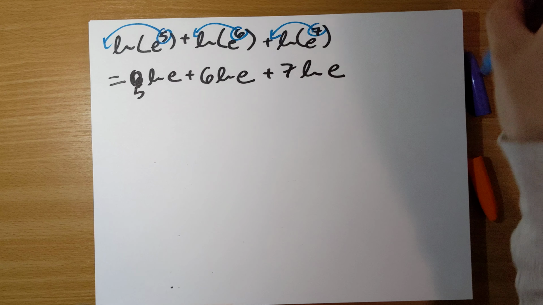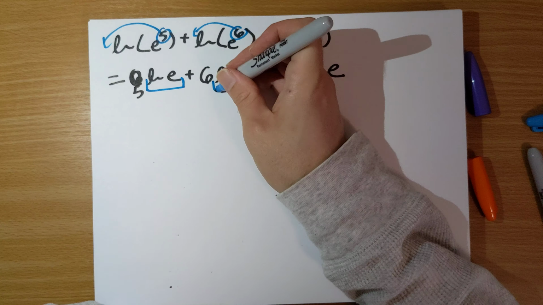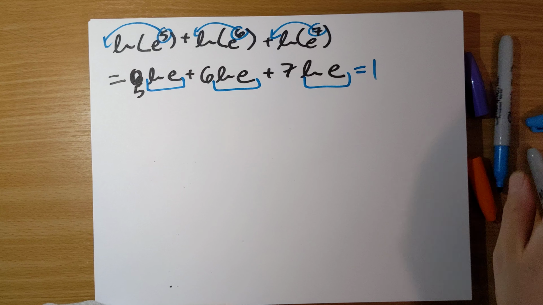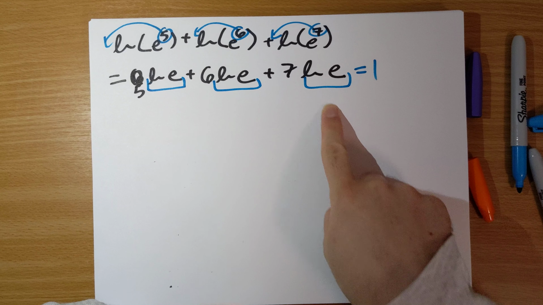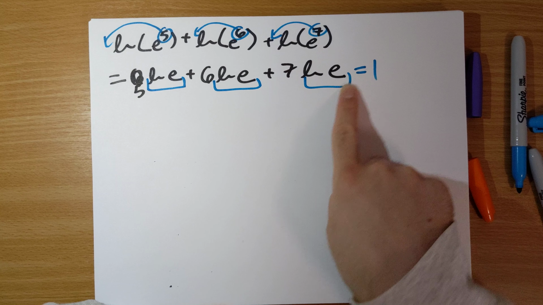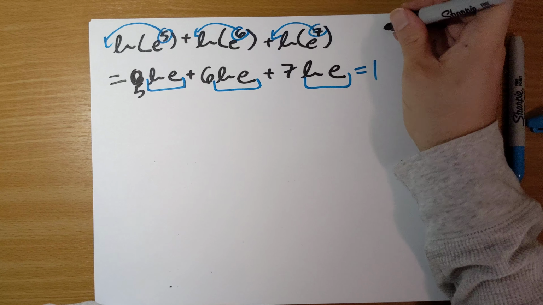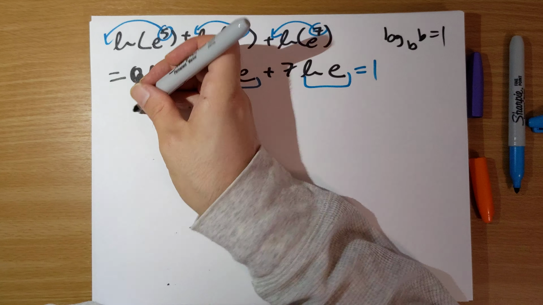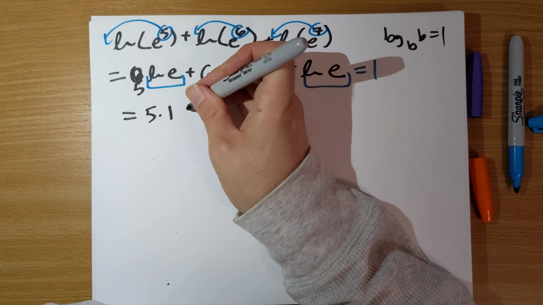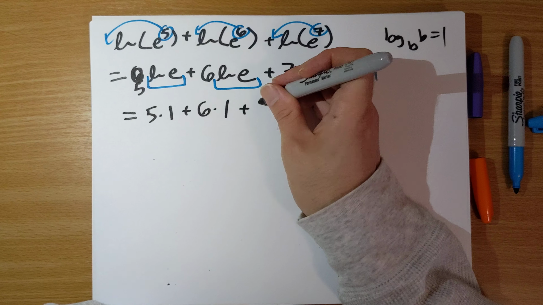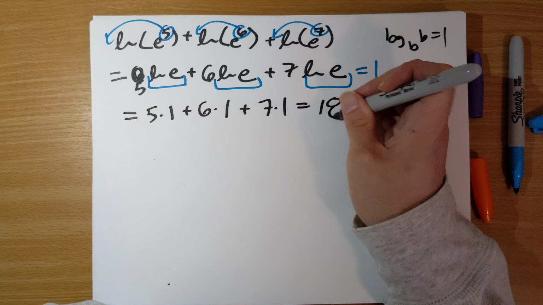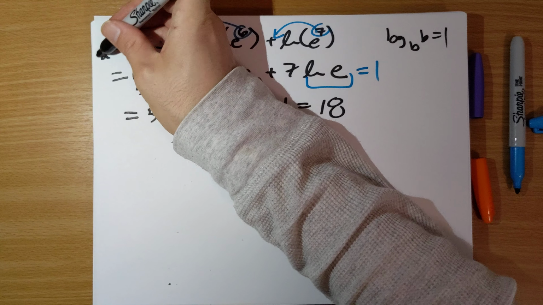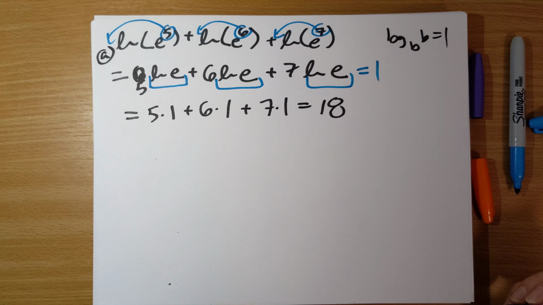Now the next thing to realize is that natural log of e, these are all equal to 1. This natural log is logarithm base e of e, so log base b of b is always equal to 1 here. So this is 5 times 1 plus 6 times 1 plus 7 times 1. And so our answer here is 18. That was part A of problem 10.